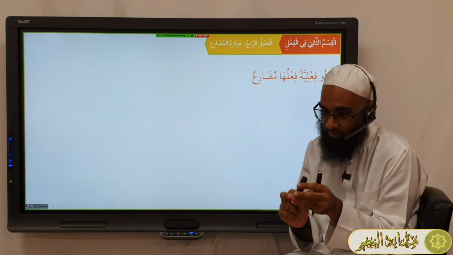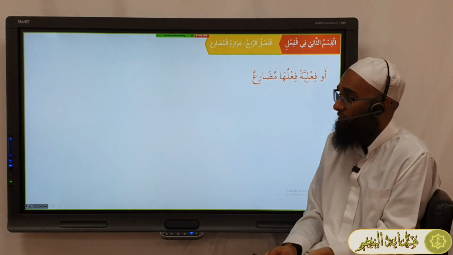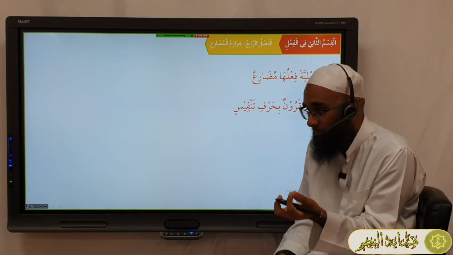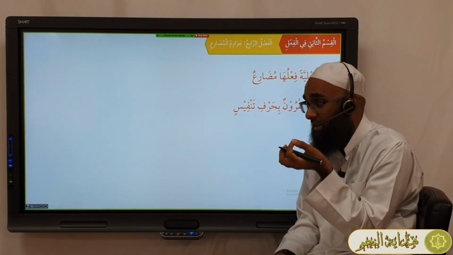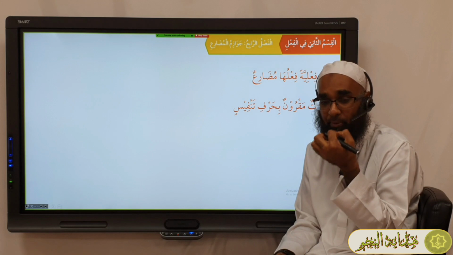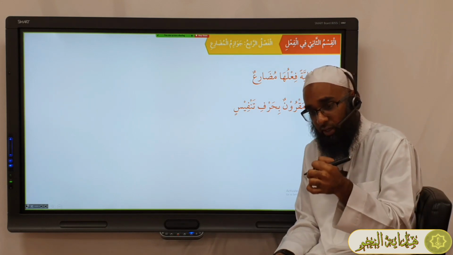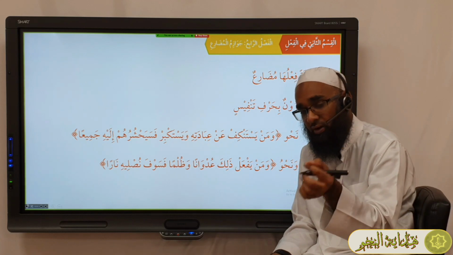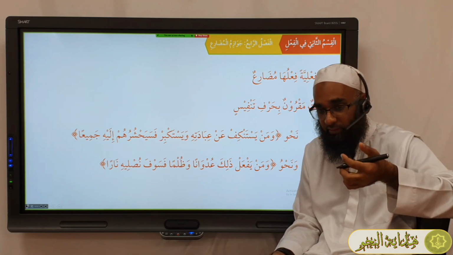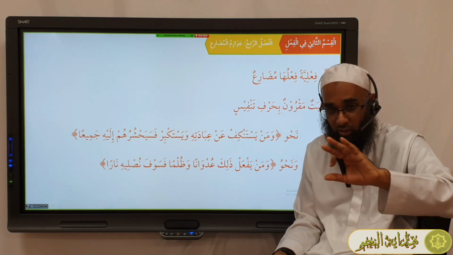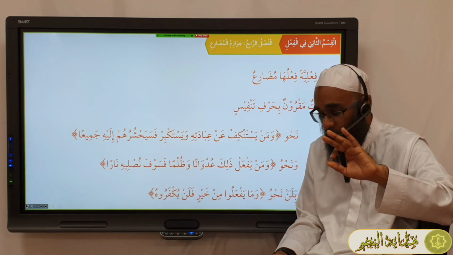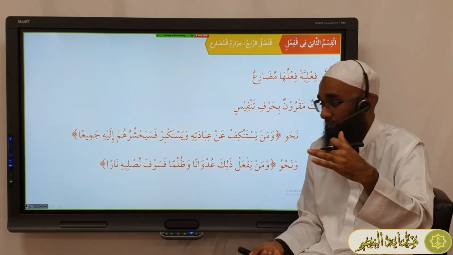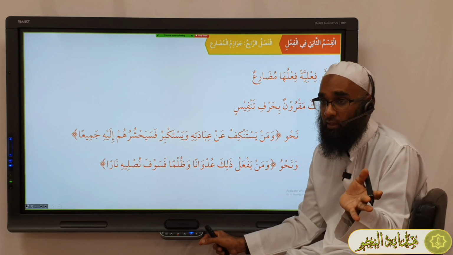So fi'l mudari, the forms which have a fa. Which are the forms that have a fa? If it's muthbat, but it has tanfis, harfu tanfis, meaning a particle which makes the mudari only for future, which is either seen or sawfa. If you have seen or sawfa, then the fi'l mudari must have a fa. If there's no seen or no sawfa, then it has no fa.